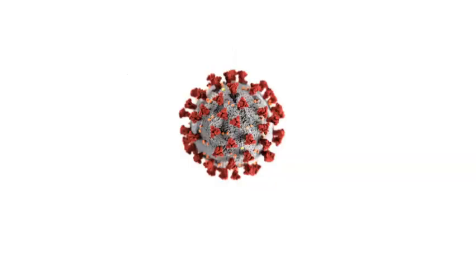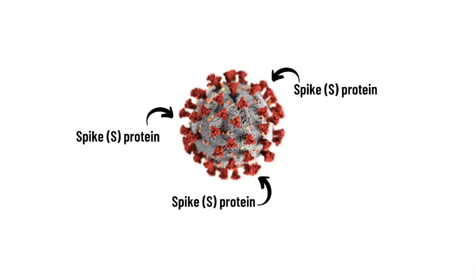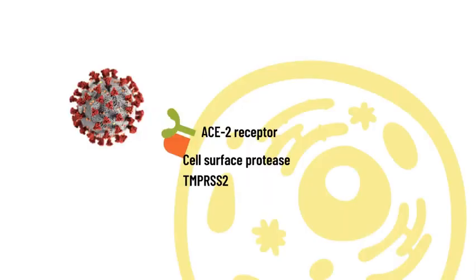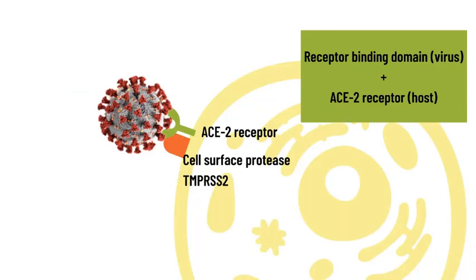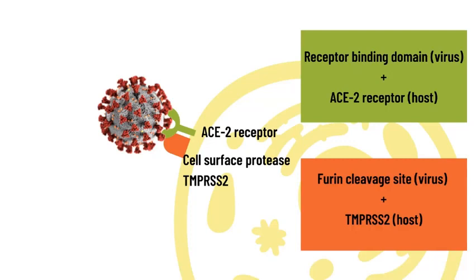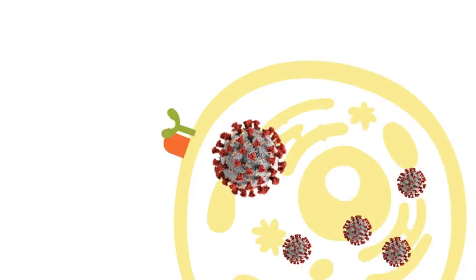This is the general structure of the SARS-CoV-2, and the red protrusions on the surface of the virus are the spike proteins. For the SARS-CoV-2 to replicate in host cells, it must first use its receptor binding domain on the spike protein for attachment to the cells. In addition, the cell surface protease TMPRSS2 facilitates the cutting of a part on the spike protein, called the furin cleavage site, allowing the virus to enter host cells for viral replication.